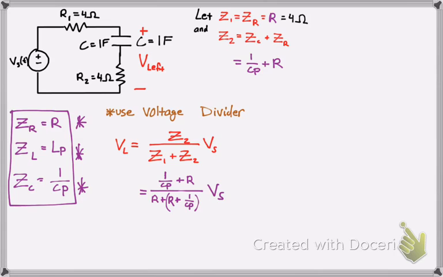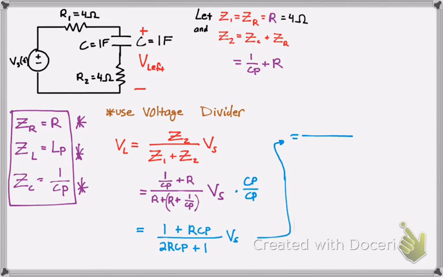Then, to simplify the equation, we multiply by Cp over Cp. In the numerator, that becomes 1 plus RCp, and the denominator becomes 2RCp plus 1. Remember, in the denominator of the operator equation, the coefficient in front of p must be equal to 1. So we divide the numerator and denominator by 2RC. We get the variable p in front, which is what we wanted, plus 1 over 2RC. On the numerator, we get 1 over 2RC plus 1/2 p, times the voltage source, of course.